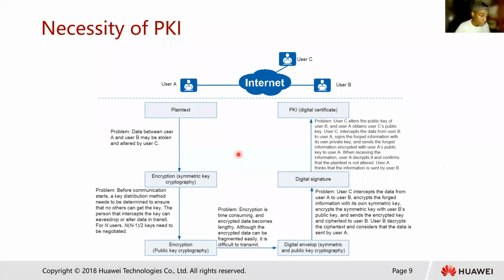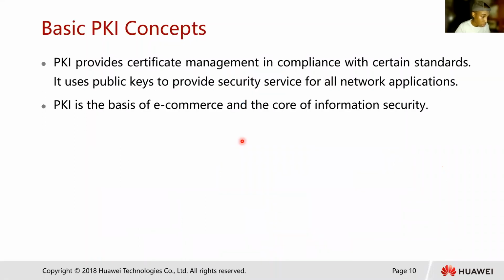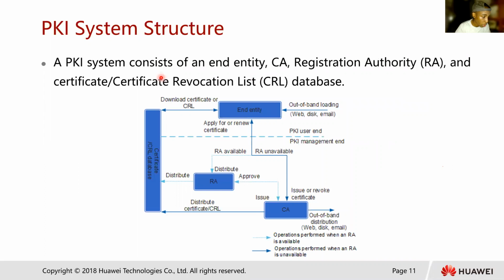So this brings out the necessity of the PKI, public key infrastructure. It provides certificate management for compliance with certain standards, and it is a basis for e-commerce and the core of what we call information security. And why do we say that? It usually consists of an end entity, a CA, a registration authority, and also what we call a certificate revocation list. So this is how it really moves around. For the interest of time, I cannot go through the whole process, but know it consists of all these.